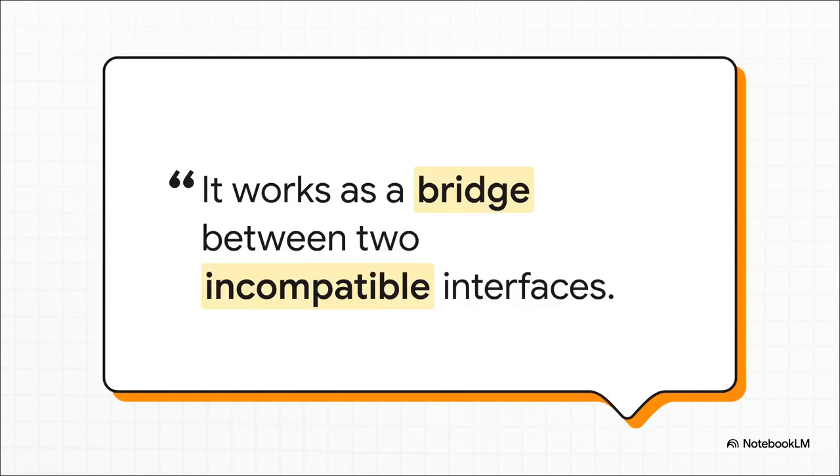You know, thinking of it as a bridge is probably the perfect way to get it. A good bridge doesn't change the land on either side, does it? It just creates a path between them. And that is exactly what this pattern does inside your code.